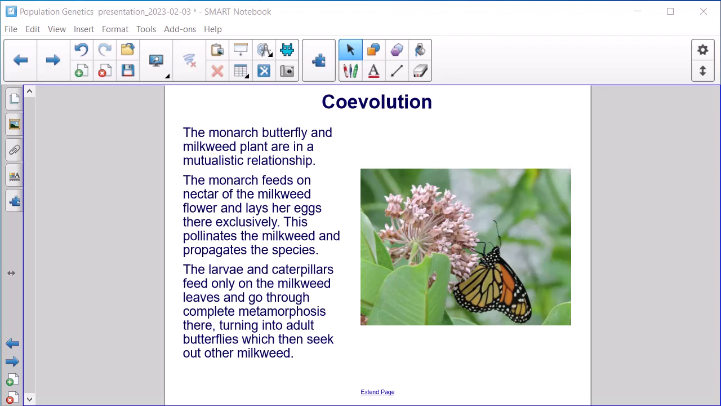The monarch feeds on nectar of the milkweed flower and lays her eggs there exclusively. This pollinates the milkweed and propagates the species. The larvae and caterpillars feed only on the milkweed leaves and go through complete metamorphosis there, turning into adult butterflies, which then seek out other milkweed.